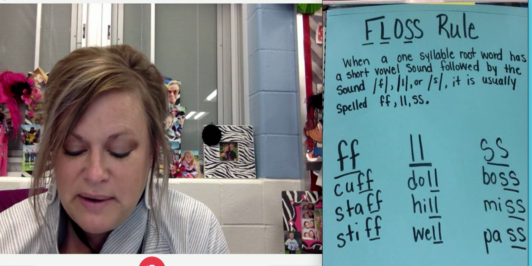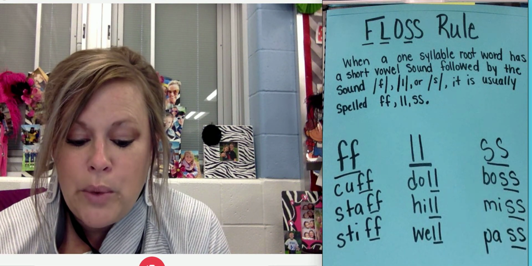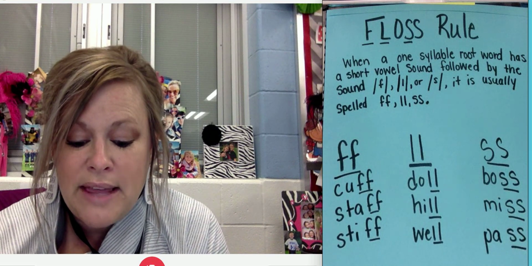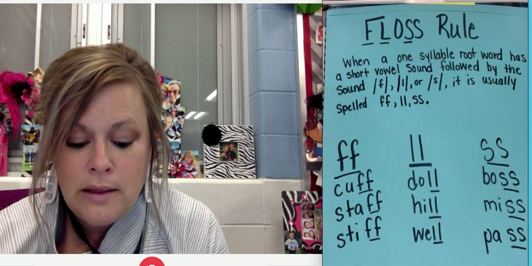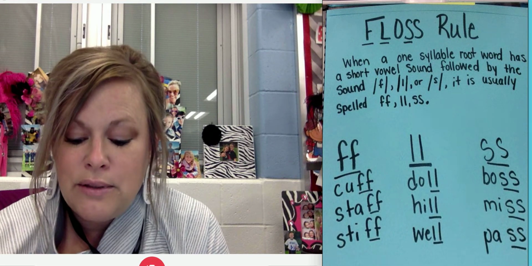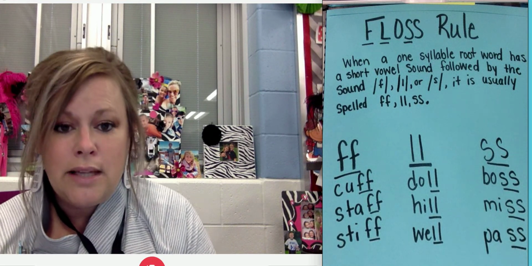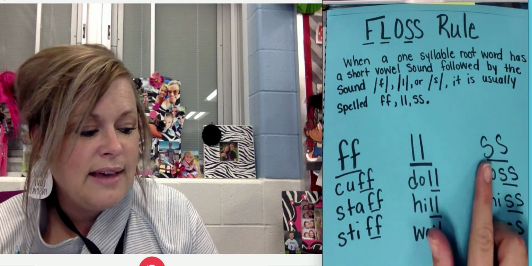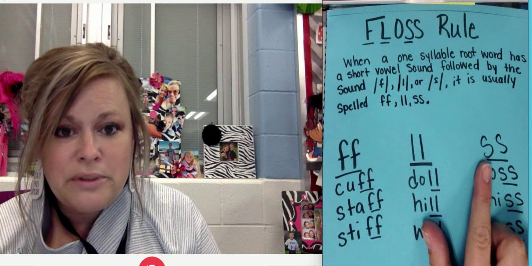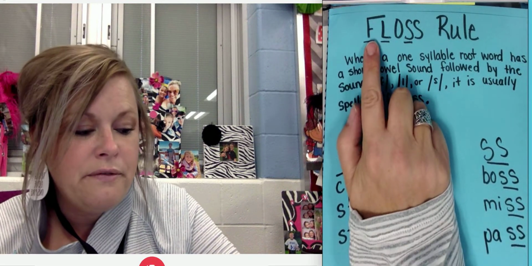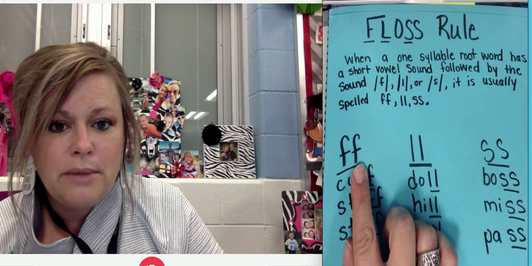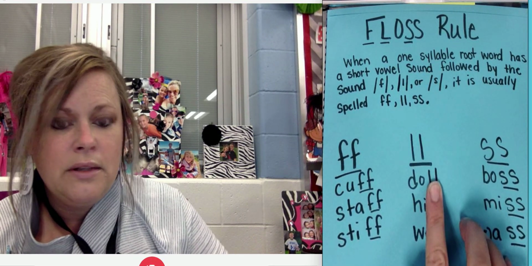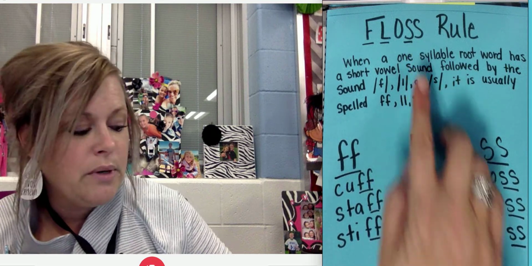Okay, now I'm going to tell you about it. This rule tells us that when a one-syllable root word has a short vowel sound followed by the sound f, l, or s, those sounds are usually spelled with a double: FF, LL, or SS. The reason we call it a floss rule is because floss is spelled F, which is one of those sounds that we double, L, which is one of those sounds that we double, and S, which is one of those sounds that we double.